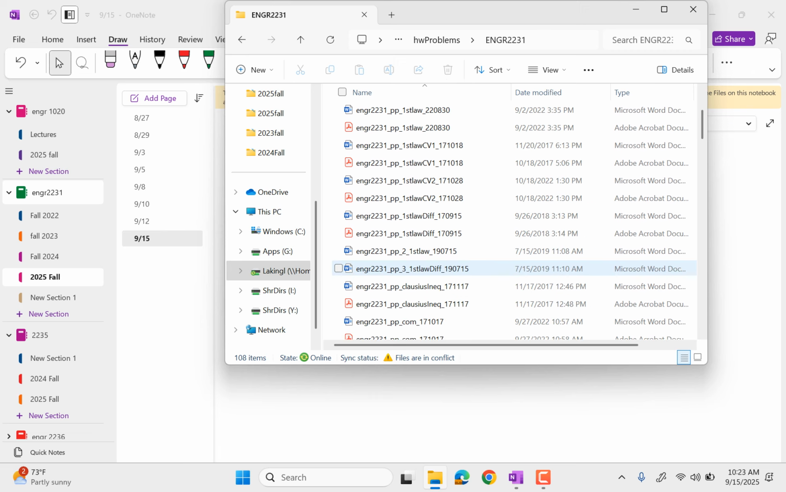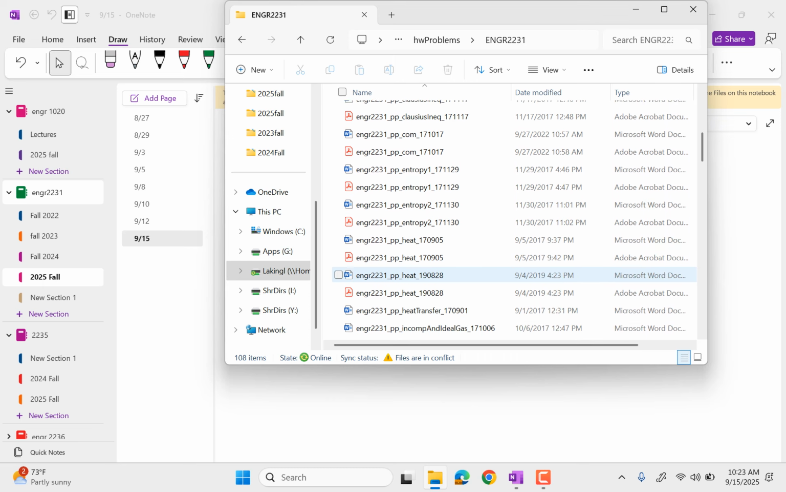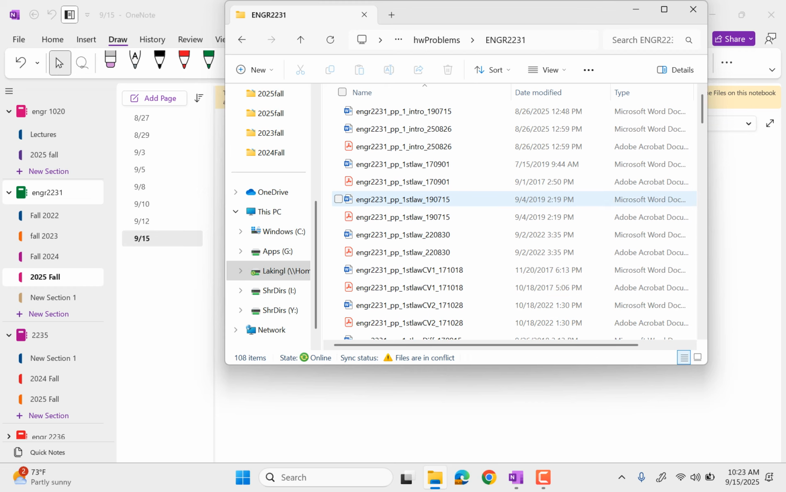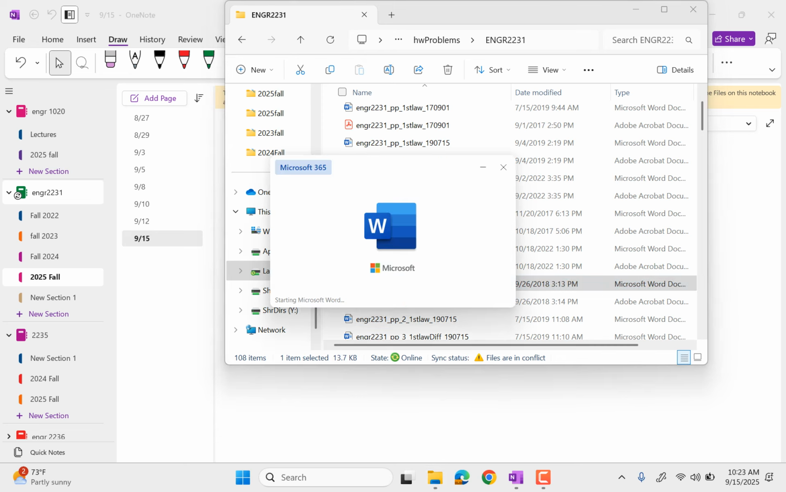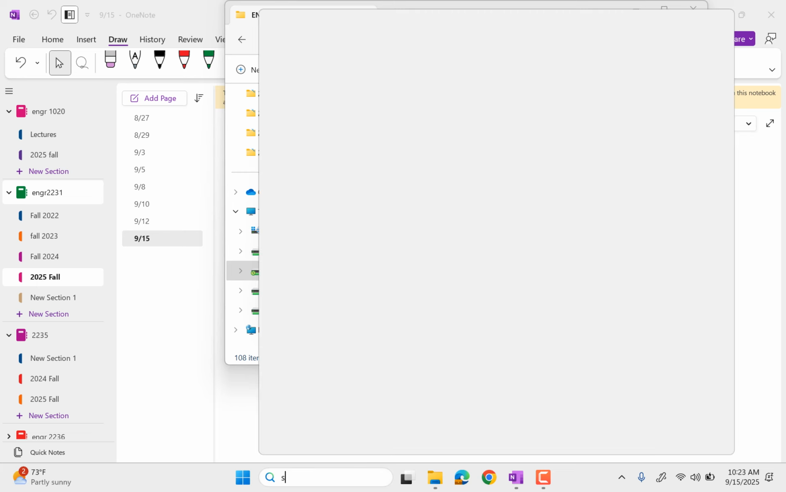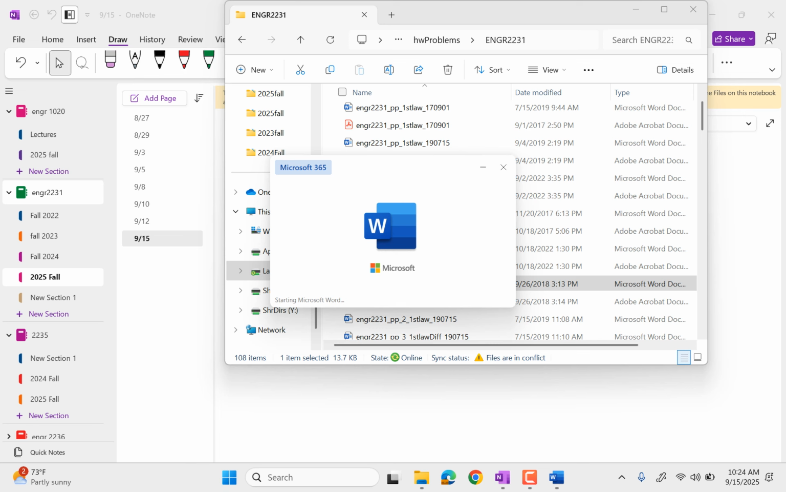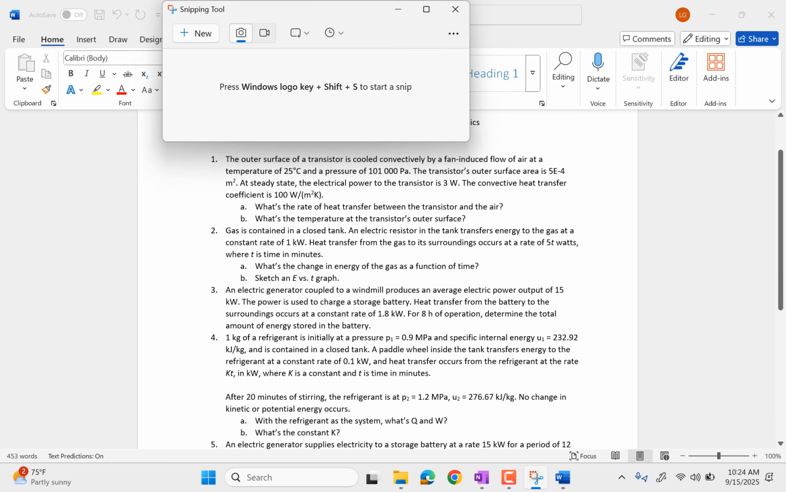Okay, so this is the differential form of the first law, right? First law. Yep. Okay, so this is the one, the electric generator.